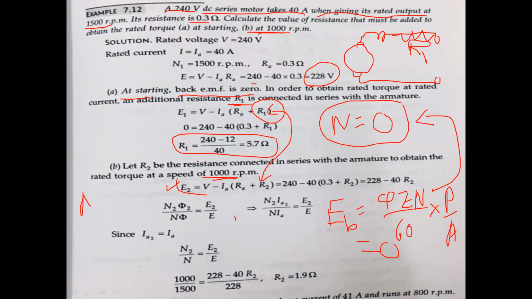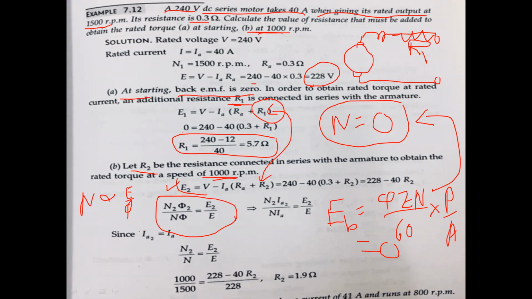So speed is proportional to back EMF by flux. So this is the initial condition, N1 proportional to E1, N2 proportional to E2, and this is the third case.